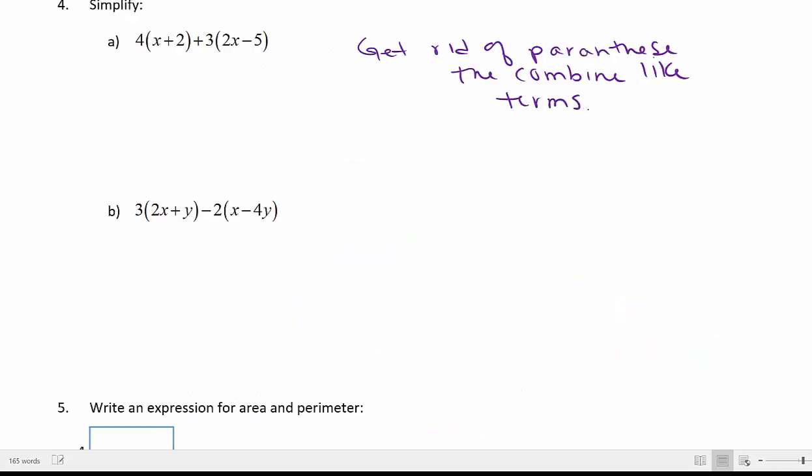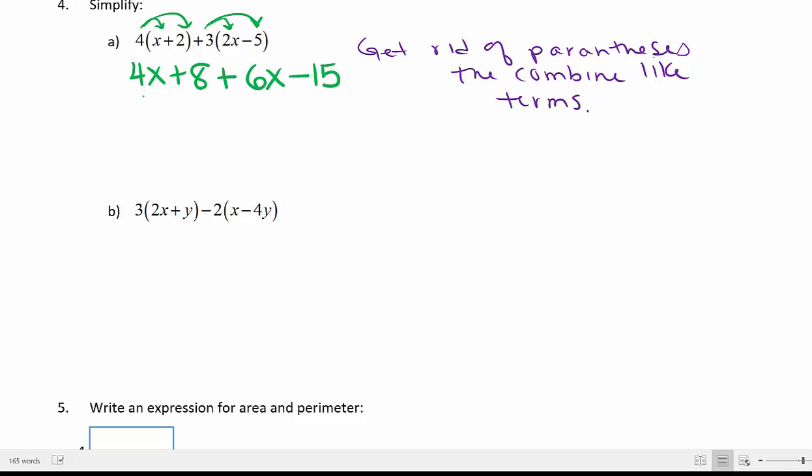So putting this all together, if we're asked to simplify algebraic expressions, that means we are going to get rid of the parentheses, so that's using that distributive property, and then we're going to combine like terms. So let's look at 4a. First thing I'm going to do is get rid of parentheses by distributing the 4 and then distributing the 3. So that gives me 4x plus 2 times 4 is 8, plus, and then I have to distribute the 3. 3 times 2 is 6, so 6x, and then it'll be a minus 15. 3 times 5 is 15.